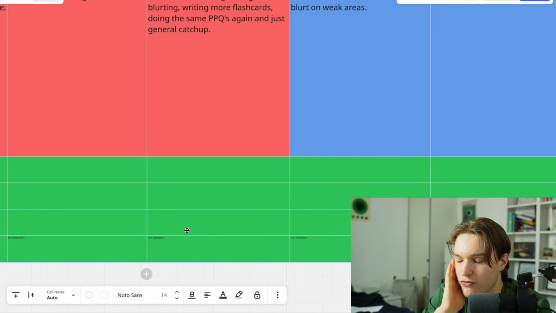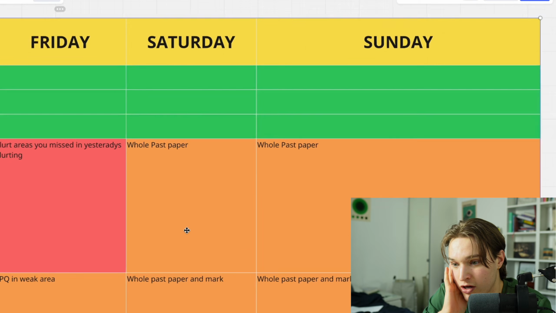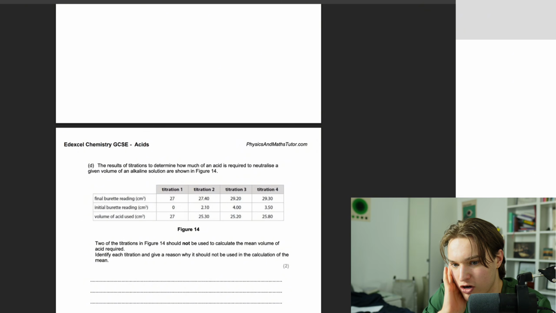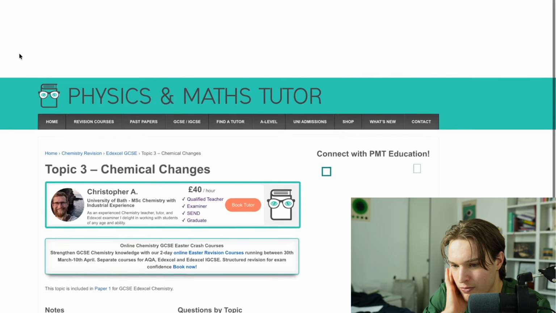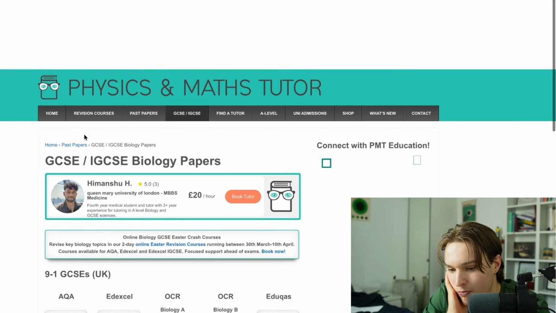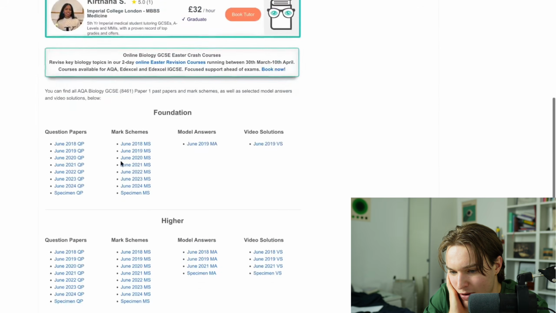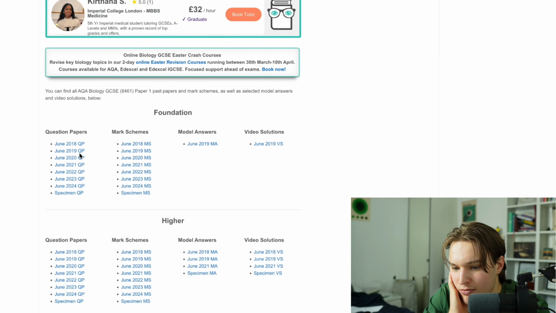For your plan for tomorrow, for the weekend, you need to print off 2 whole past paper questions, okay? Whole past papers will take you a lot longer, so this now looks a little bit different. If we go back onto Physics and Maths Tutor, go up here, this is going to be on GCSEs. There's going to be whatever subject you want to do. So let's say biology. This is papers now, whole papers, okay? Paper 1. Choose your exam board, choose the paper you want. MS means mark scheme, QP means question paper. Go on it, bang, do all of this.